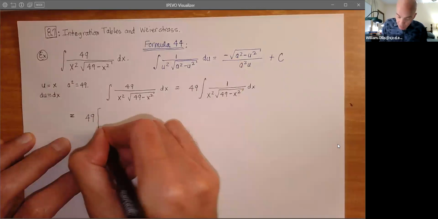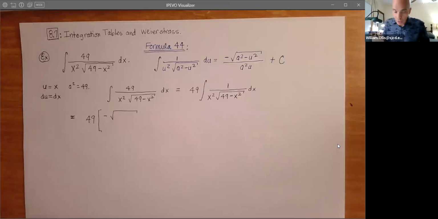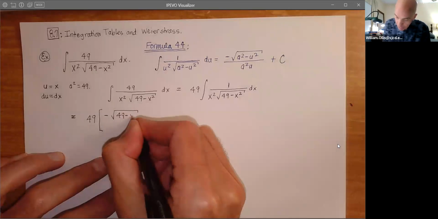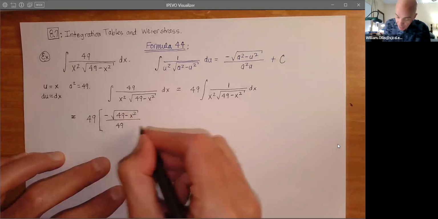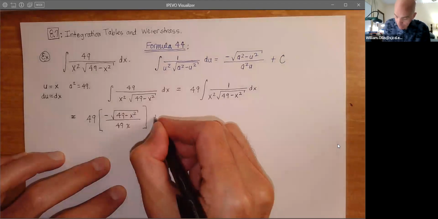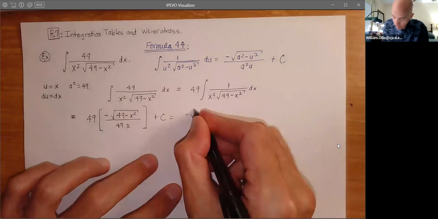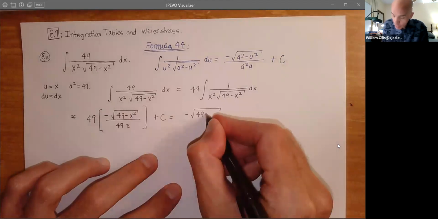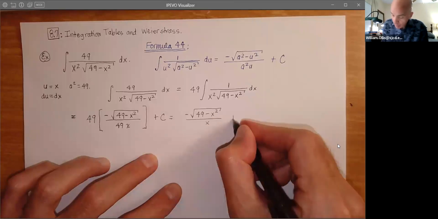And so we have the additive inverse of a squared minus u squared. So this will be 49 minus x squared divided by a squared, 49 in this case, times x plus a constant. So of course, now we see that the 49's absorb. So we get the additive inverse of the square root of 49 minus x squared, in this case, divided by x plus a constant.